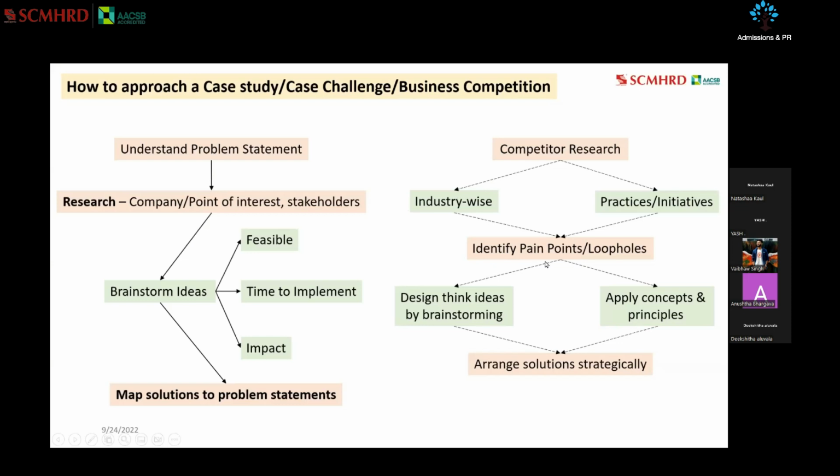So this slide overall represents how you have to approach any case study, and you can add many more steps to this particular flowchart, but this is an overview of how you can implement a solution for any of the case study.